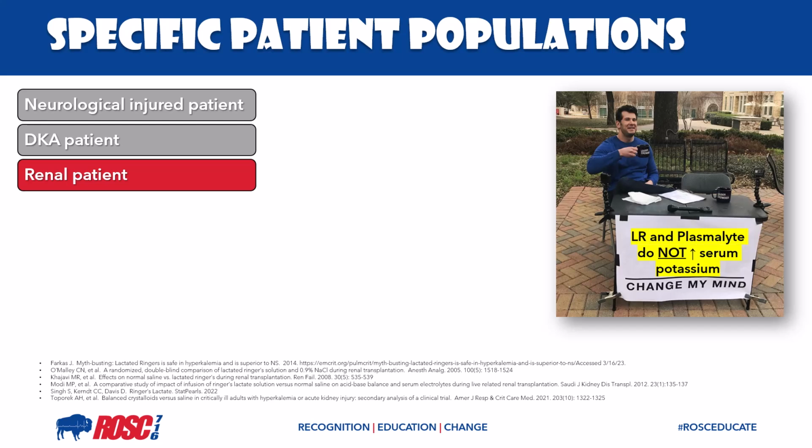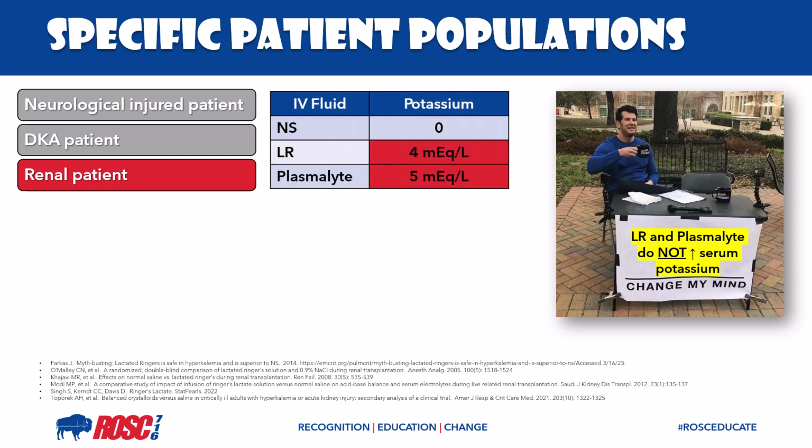Now let's take a look at the renal patient or the patient with hyperchloremia, or both, the patient that's prone to hyperchloremia. Looking at numbers alone, there's 0 milliequivalents of potassium in normal saline, 4 milliequivalents in lactated ringer, and 5 milliequivalents per liter in Plasma-Lyte. Looking at these numbers, there's an unfounded fear and dogmatic teaching that giving a balanced or a buffer solution will increase your potassium level. This simply is not true.